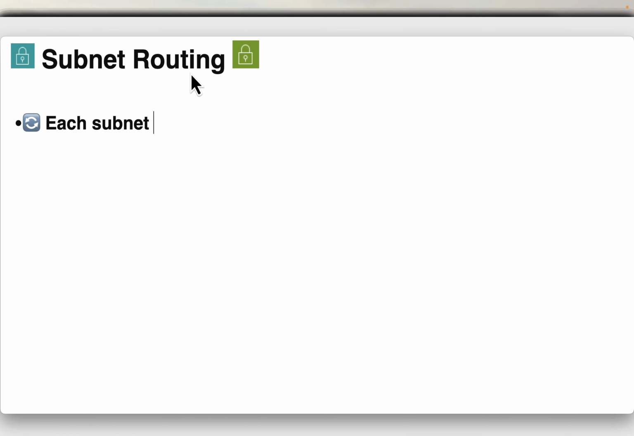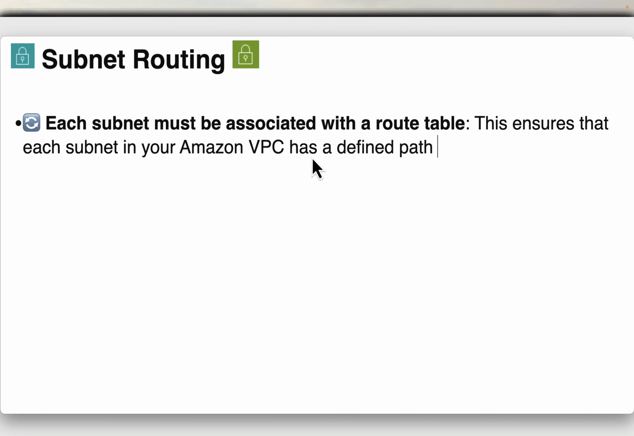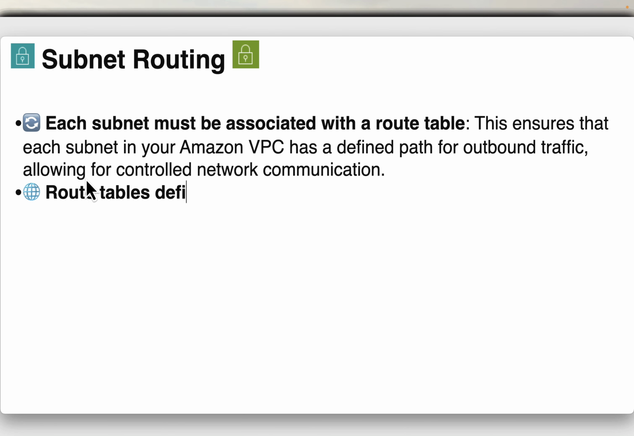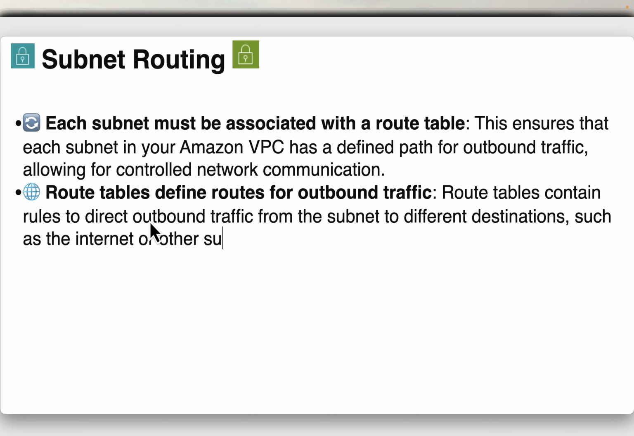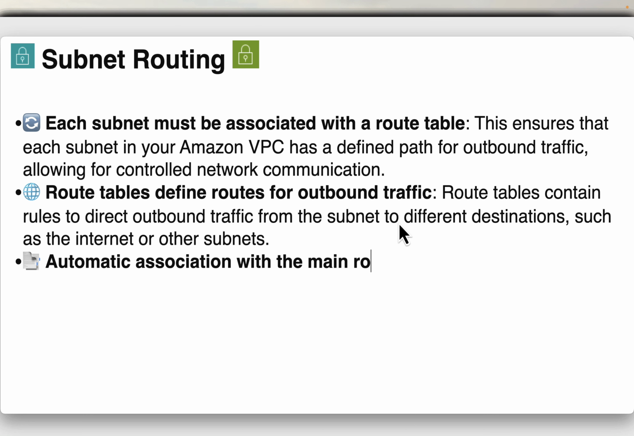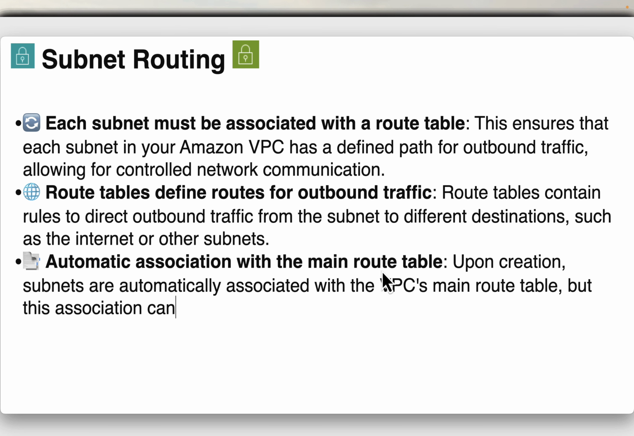Next is subnet routing. Each subnet must be associated with a route table. This ensures that each subnet in your Amazon VPC has a defined path for outbound traffic, allowing for controlled network communication. Route tables define routes for outbound traffic. Route tables contain rules to direct outbound traffic from the subnet to a different destination, such as the internet or other subnets.